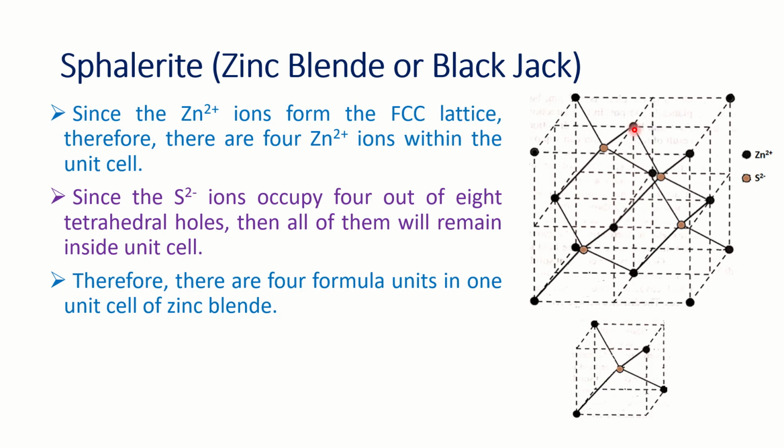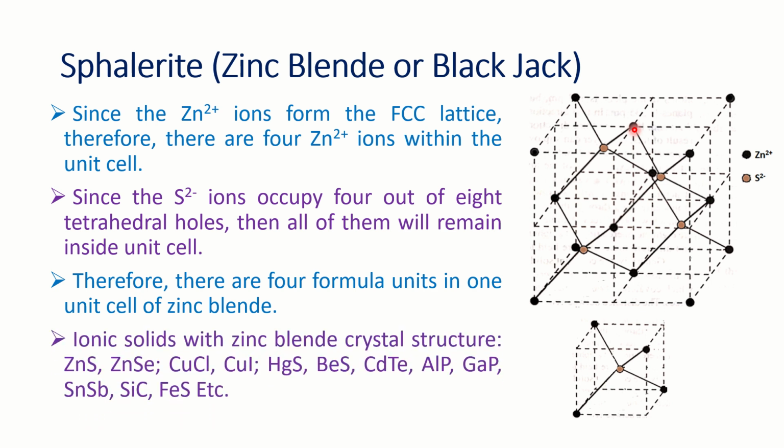Now, other than ZnS, what other compounds also adopt this crystal structure? These compounds are zinc selenide, cuprous chloride, cuprous iodide, mercuric sulfide, beryllium sulfide, cadmium telluride, aluminium phosphide, gallium phosphide, tin antimonide, silicon carbide, and ferrous sulfide, etc. So that's all about the crystal structure of zinc blende.